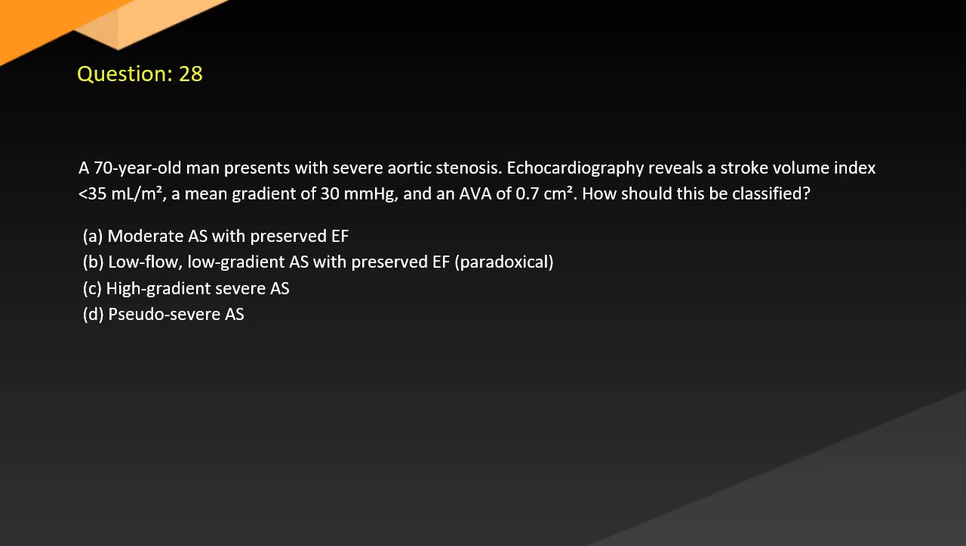Question 28. A 70-year-old man presents with severe aortic stenosis. Echocardiography reveals a stroke volume index of 35 mL/m², a mean gradient of 38 mmHg, and an AVA of 0.7 cm². How should this be classified? A. Moderate AS with preserved EF. B. Low flow, low gradient AS with preserved EF, paradoxical. C. High gradient severe AS. D. Pseudo-severe AS.